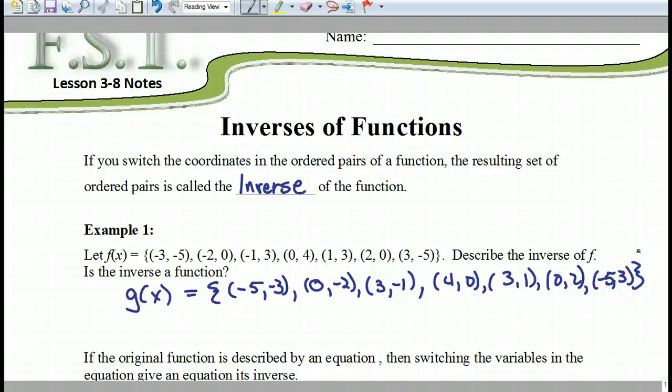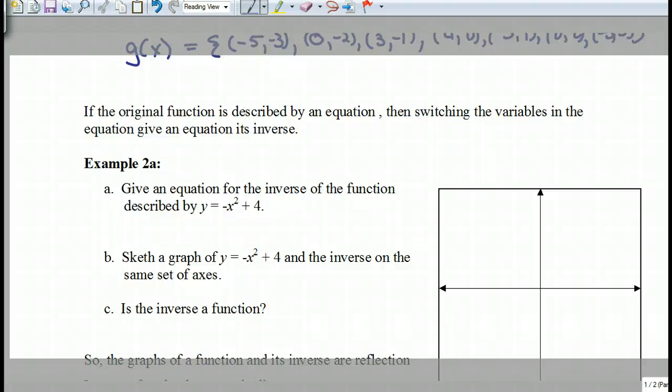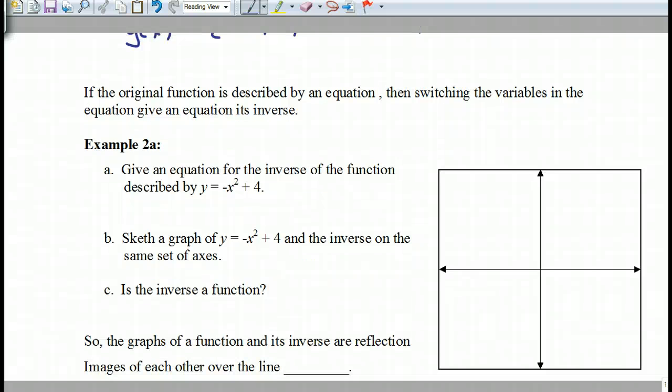If the original function is described by an equation, then what we're going to do is actually switch the x and y in the equation. Okay? So I'm going to give you an example of that. This first one, we have the equation y equals -x squared plus 4. So what you're going to do is switch the y and the x. So this becomes x equals -y squared plus 4.